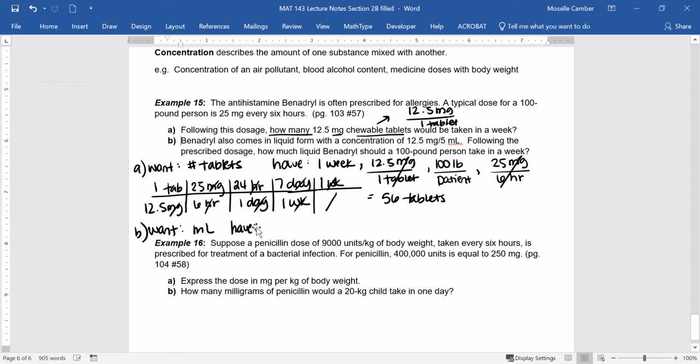So we have some of the same information. We're again looking at 1 week. And this time, we have a concentration of 12.5 milligrams in 5 milliliters of liquid instead of the tablet. Now we have a 100-pound person, but it matches this 100-pound person, so that's a hint that we're not going to be using this. And again, we have the dose of 25 milligrams every 6 hours.